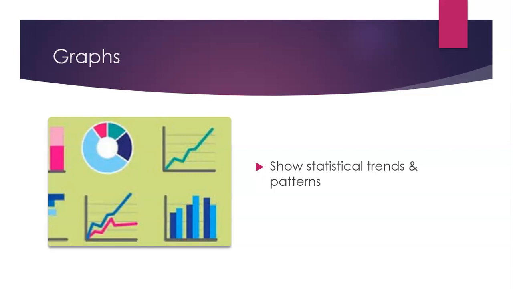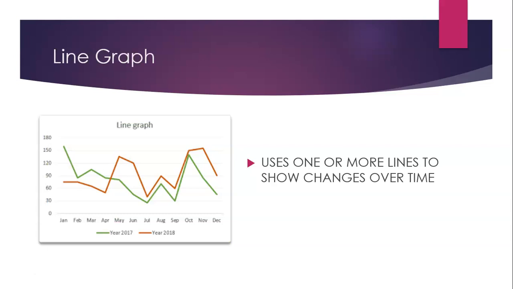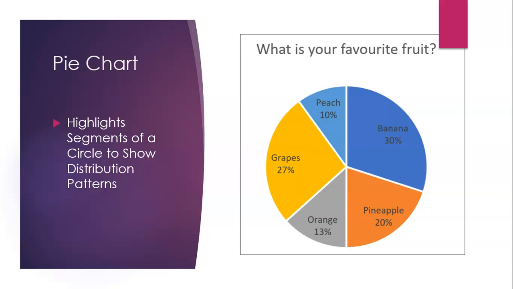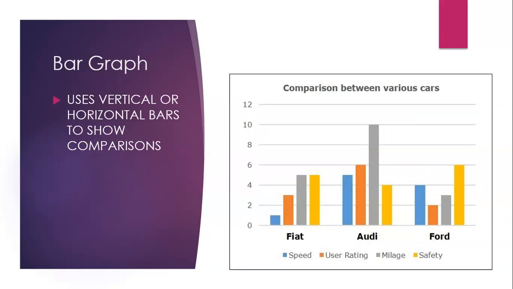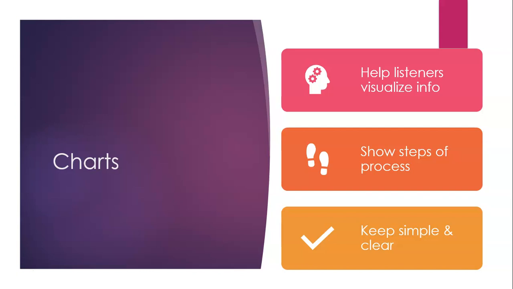You have your graphs, and again, displayed through PowerPoint, Prezi, Google Slides, whatever you're comfortable with using. Line graph, over time changes. Pie chart, this one discusses your favorite fruit. Bar graph, comparisons, could be vertical or horizontal. Overall, charts help listeners visualize information, even that step-by-step process, as I noted earlier. If you're explaining how to do something, how to put something together, even four steps into recycling, it allows your audience to visualize it. Keep them clean, keep them simple.